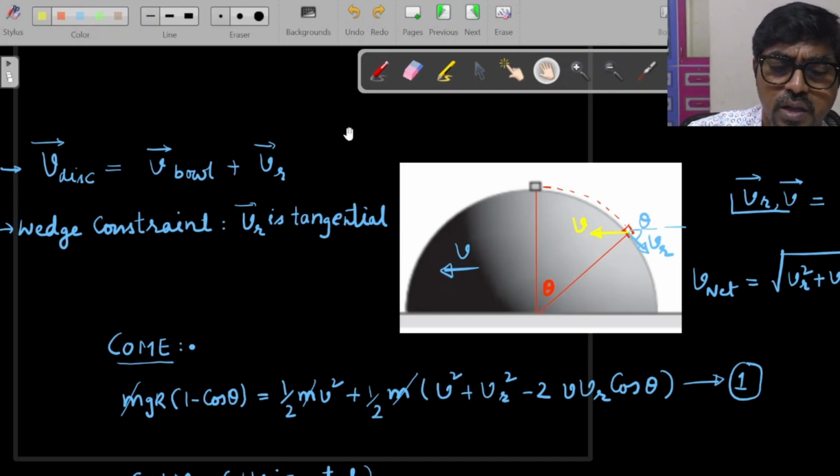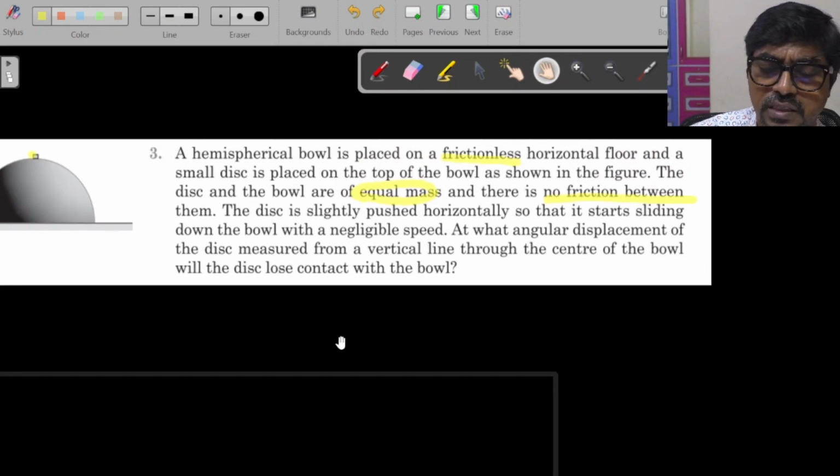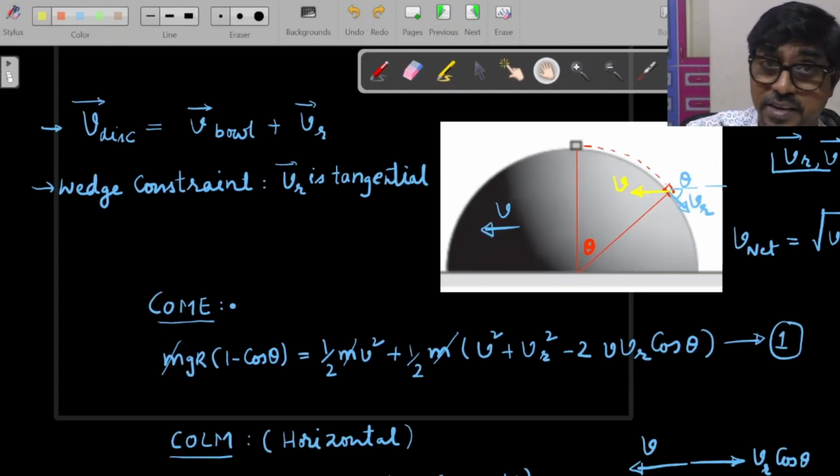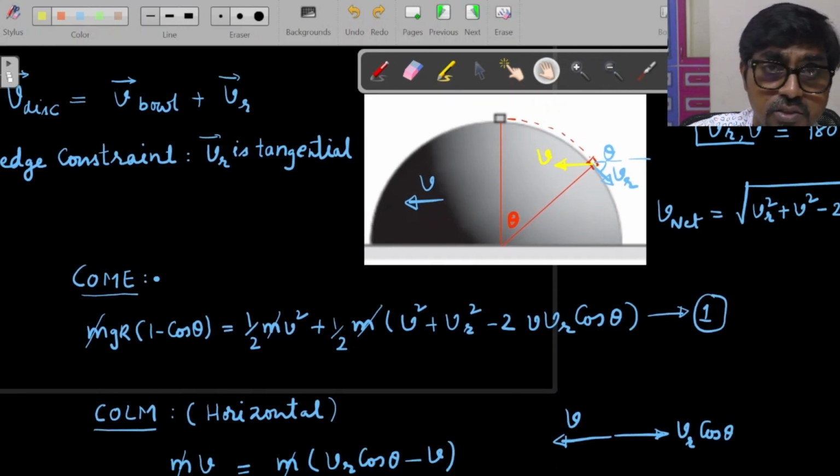So first of all, can we use conservation of mechanical energy? Yes, the reason is the surfaces are frictionless, so there is no dissipation of mechanical energy. I write it as COME. Here the disc is going to lose gravitational potential energy, mgr into 1 minus cos theta, which is the standard result. The loss in gravitational potential energy will be converted into gain in kinetic energy of both the bodies. Not only the disc, even the bowl would move towards the left.